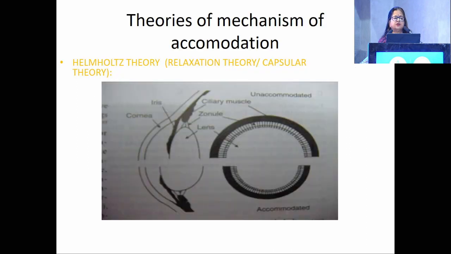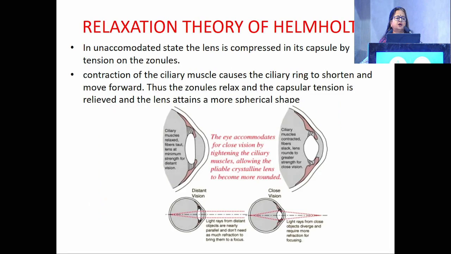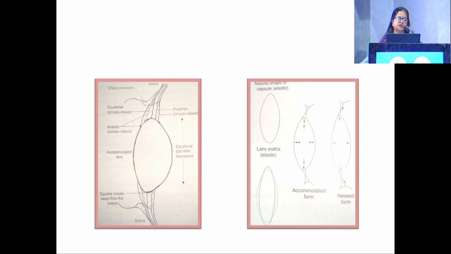There are various theories. First, the Helmholtz theory, in which in the unaccommodated state, the lens is compressed by the capsule under tension from the zonules. Contraction of the ciliary muscle causes the ciliary ring to shorten and move forward. Thus, the zonules relax, the capsular tension is relieved, and the lens attains a more spherical shape.